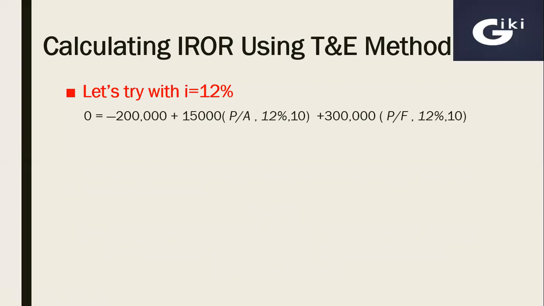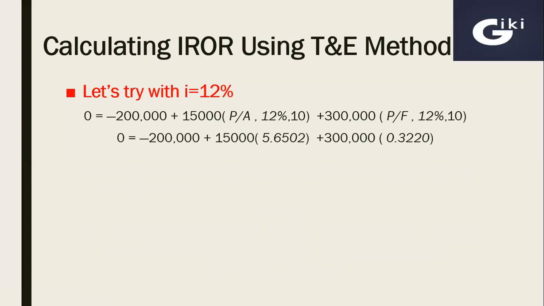Minus 200,000 plus $15,000 P over A factor for 12% and 10 years plus $300,000 P over F factor for 12% and 10 years. So P over A factor for 12% and 10 years is 5.6502 and P over F factor for 12% and 10 years is 0.3220. Here we have a negative present worth that is $18,647 and this is less than 0.